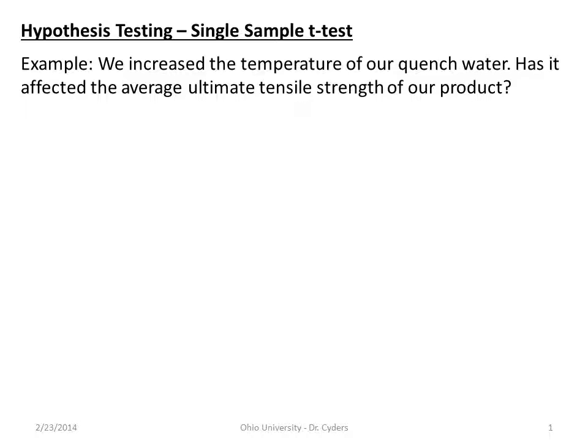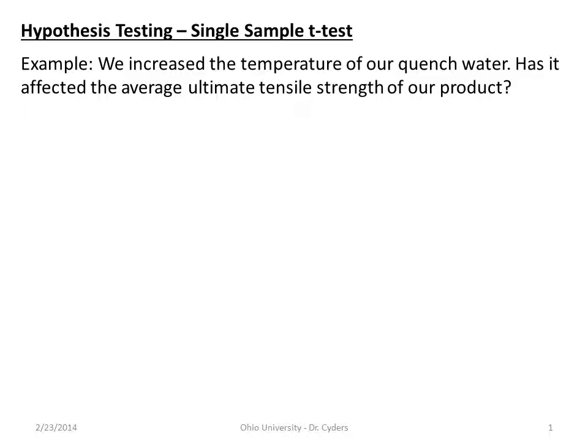And so in that case, we're going to take a single sample and we're going to use a t-test to compare that single sample to the original population to see if there was a change in average value. T-tests generally deal with a change in average, not variance.